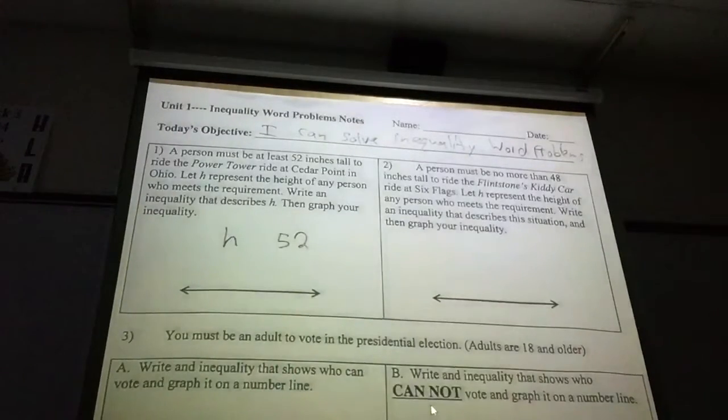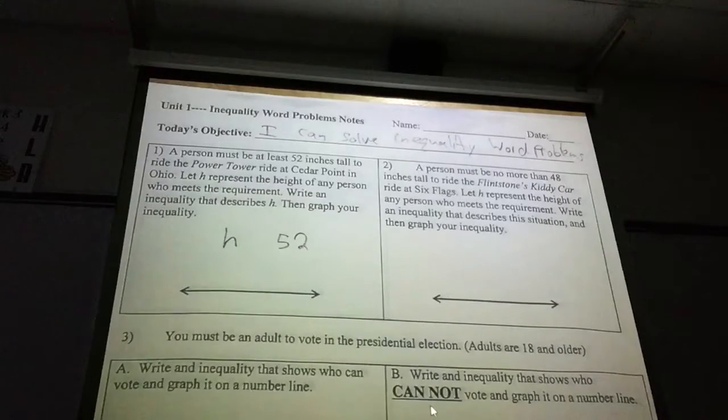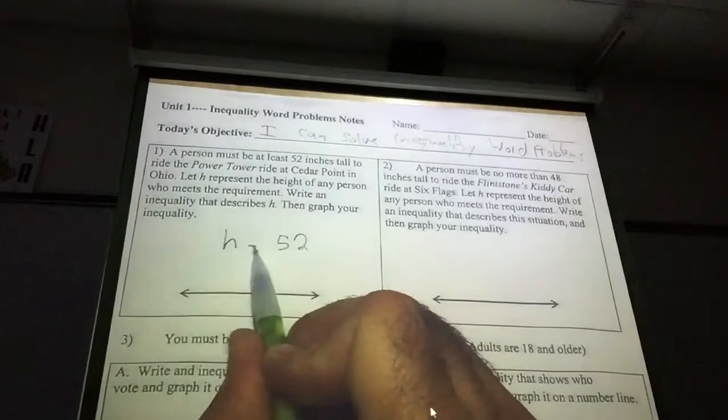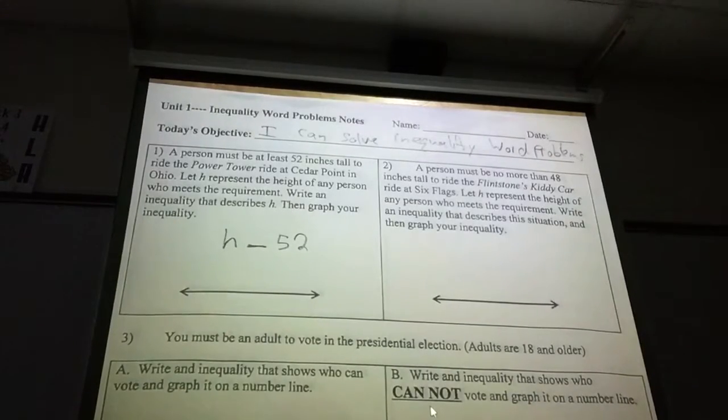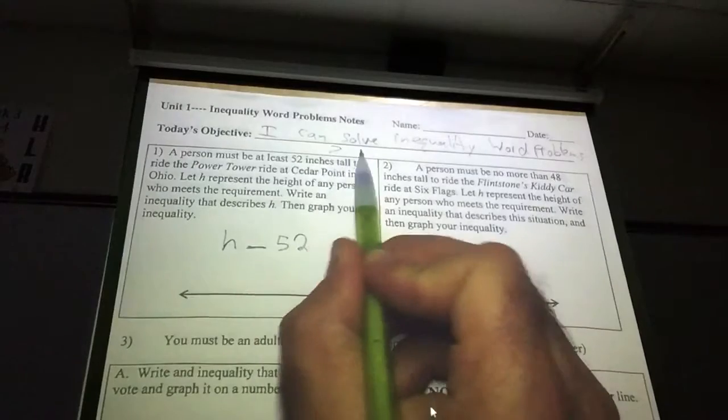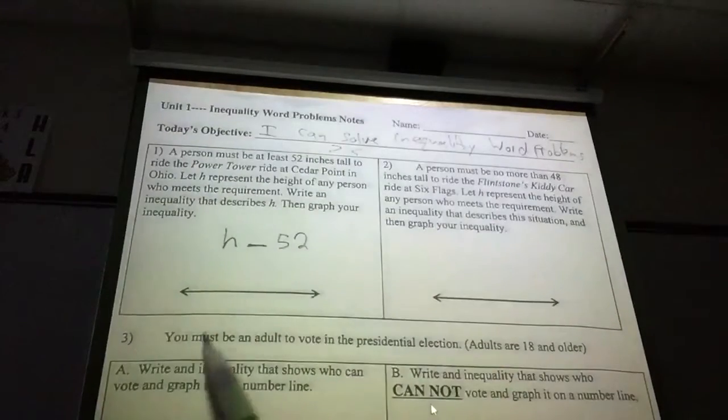Okay? Now, if you're 52 inches, you can ride the ride. You are able to. So I'm going to go ahead and put the or equal bar right off the bat. Now I just need to know if I'm going to have to put a greater than symbol or a less than symbol. We got to figure out what we need here.